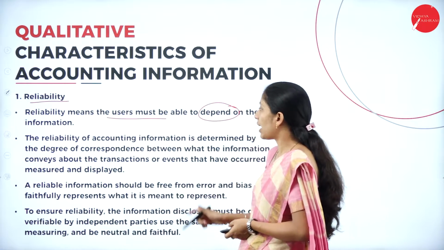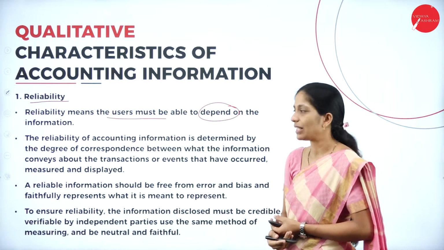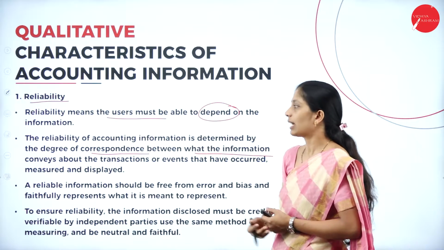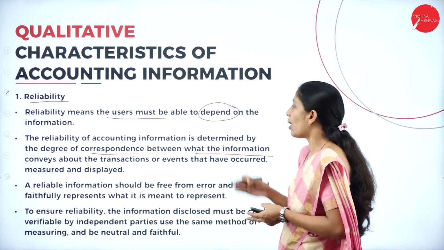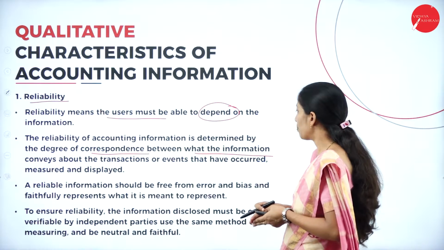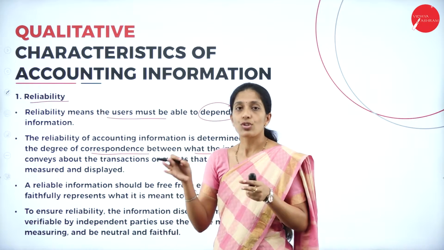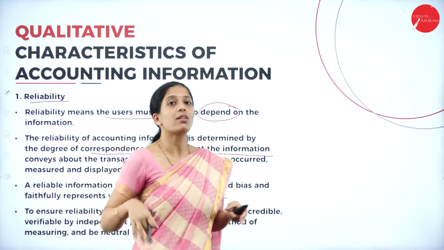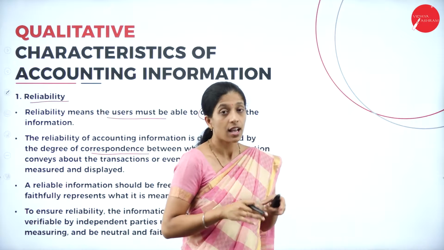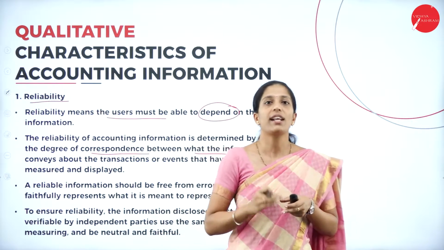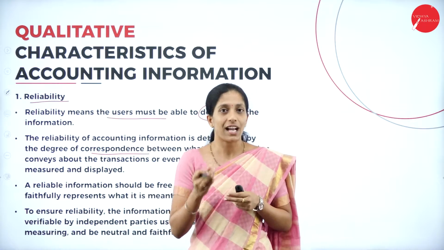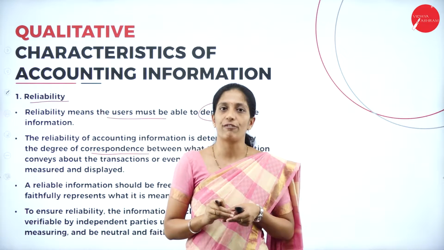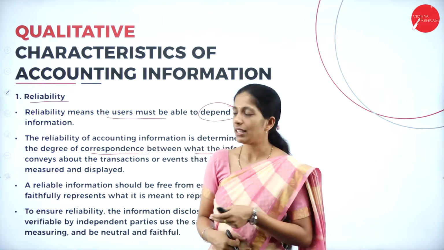The reliability of accounting information is determined by the degree of correspondence between what the information conveys about the transactions or events that have occurred, and what is measured as well as displayed. So whatever transactions have taken place in an organization, the whole summary will be the accounting results. The accounting results should be conveyed in such a way that they are understandable. At the same time, the user has to depend on accounting information in order to take the right decisions.